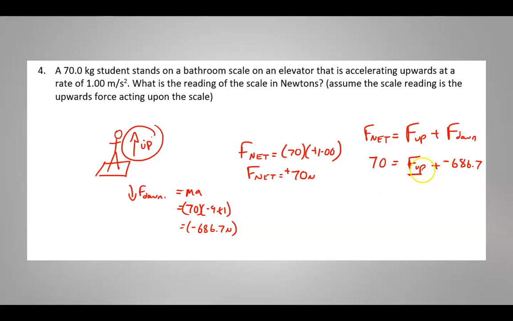Which ultimately means that this force up has to be 70 more than the force down, which means 756.7 newtons is equal to the force up. And that becomes the reading on the scale.